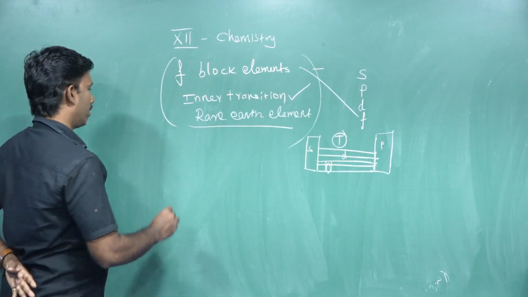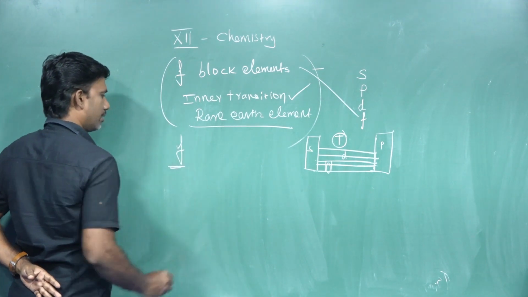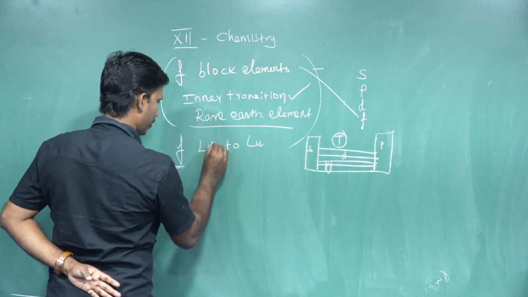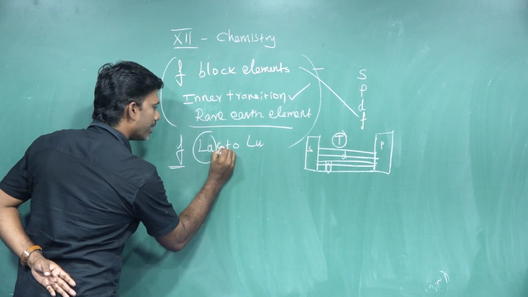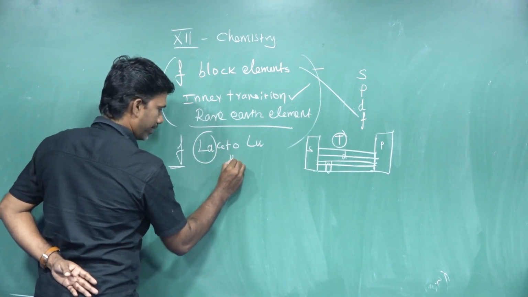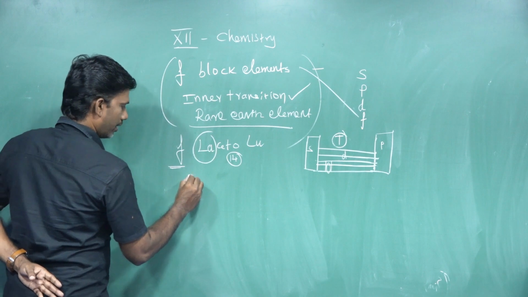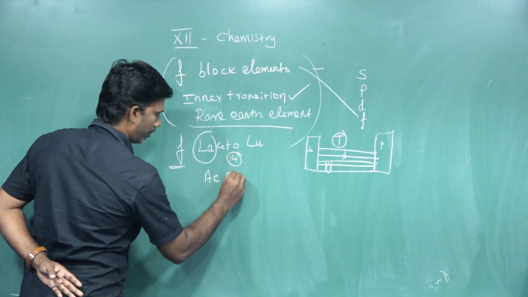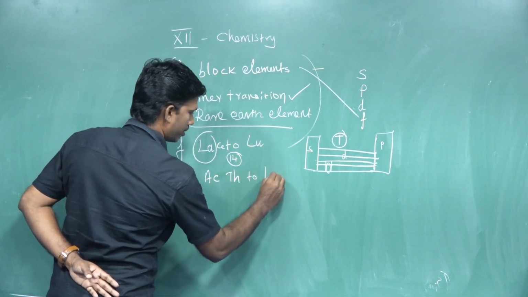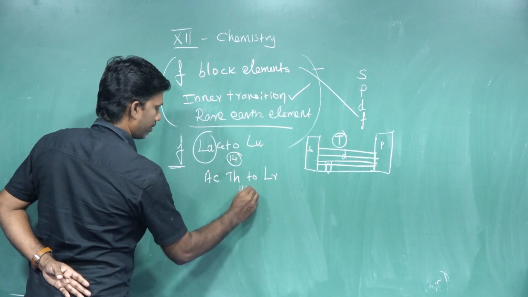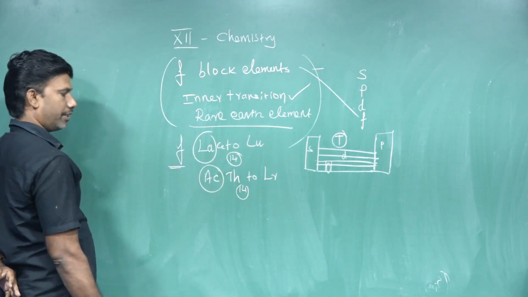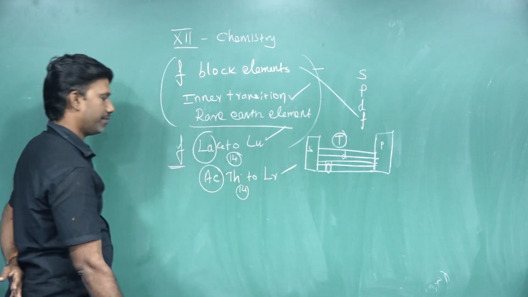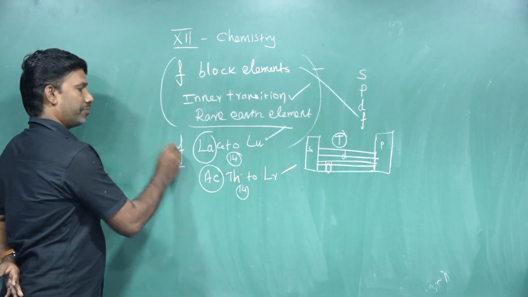Now let us move on. What are the f block elements? After lanthanum to lutetium. Lanthanum is a d block element. Cerium to lutetium, here are 14 elements. Then actinium to lawrencium. Actinium is a d block element; thorium to lawrencium, 14 elements. These 14, cerium to lutetium and thorium to lawrencium, these 28 elements are called the f block elements.